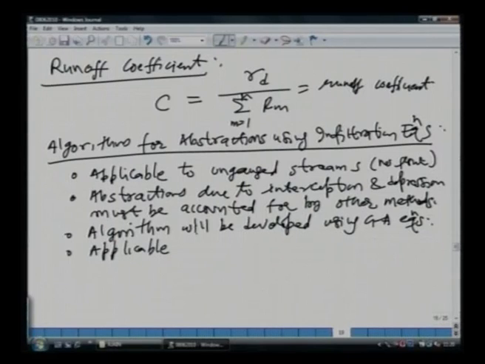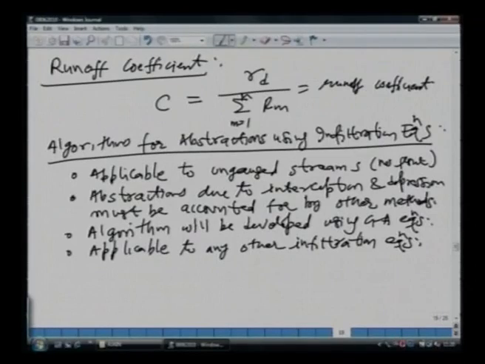Okay. The next feature is that this method or algorithm which we will develop can easily be extended and is applicable to any other infiltration equations. Okay. Although we will develop this for the Green-Ampt equations, Horton or any other equation can also be used for calculating the infiltration. So, these are the features. All right. So, let me first define what we are actually going to do. First I will define the objective of this problem, what data we will be using, what the principles are, and then we will go from there.